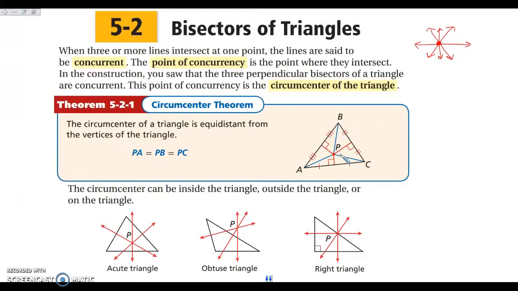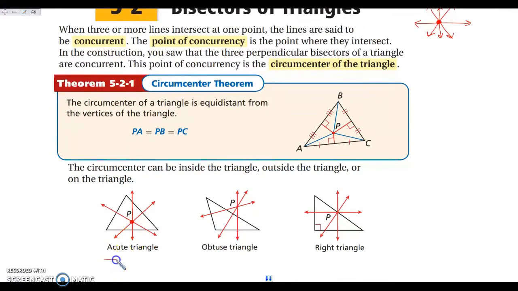When we are drawing our circumcenter and our perpendicular bisectors, if I have an acute triangle, my circumcenter is going to end up being inside the triangle. So for all acute triangles, your perpendicular bisectors will meet inside it. For your obtuse triangles, your perpendicular bisectors will always meet outside the triangle. So your circumcenter in an obtuse triangle is located outside the triangle.